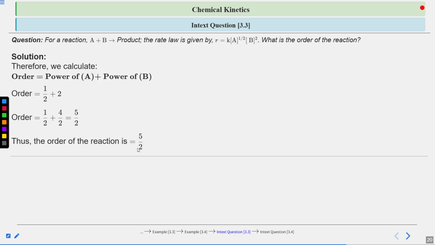Thus, the order of the reaction is 5 by 2. As I mentioned, order can be 0, 1, 2, 3, and can even be a fraction. So here you can see that the order of this reaction A plus B giving us product, on the basis of the given information of the rate law, we determine as 5 by 2, which is a fraction. So order can be a fraction too.